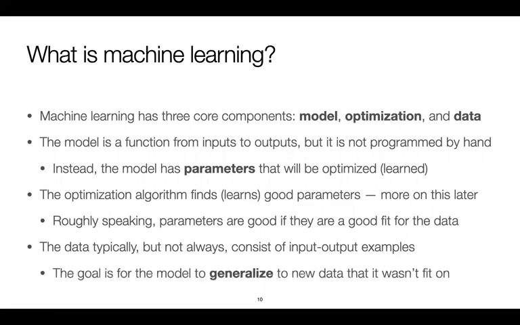And the goal, at the end of the day, is for the model to generalize to new data that it wasn't fit on. We don't really care if the model is doing really well at representing the input-output examples that we've seen already if it can't do anything else. It has to be able to generalize to new data that we haven't seen yet.